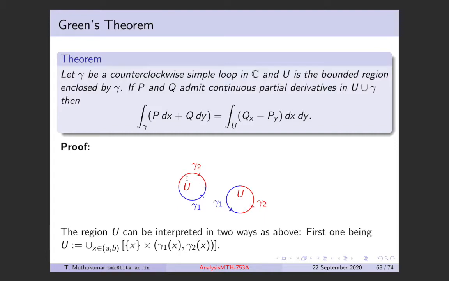So you can think of U as the union over x in AB, where for each fixed x in the interval AB, you have this vertical line, which is the interval from gamma 1x to gamma 2x, right? So for each x you have that. You do this over all x. The union of that is your U. A similar interpretation is what we are doing here.